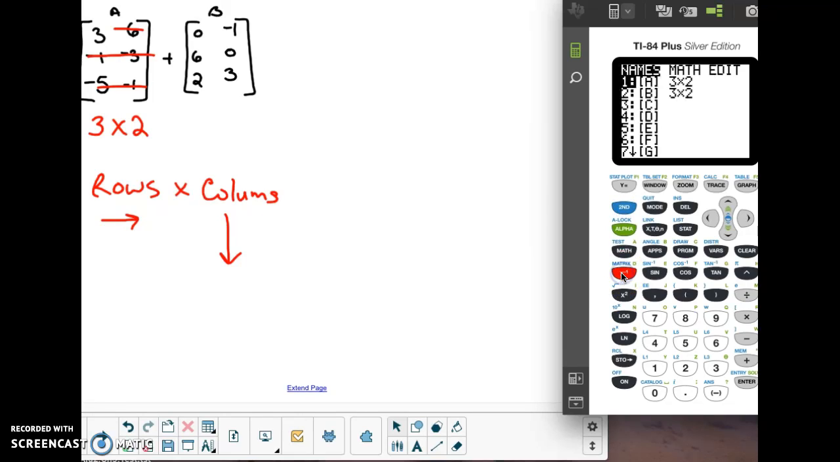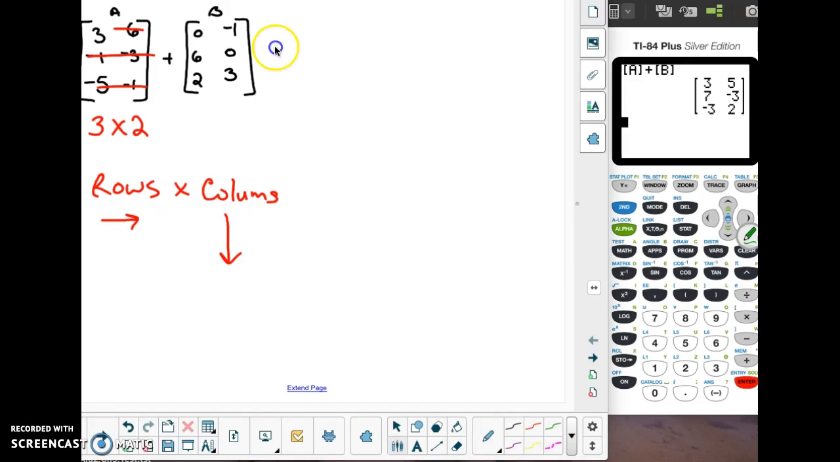And then second matrix, I want to take A, so I'm going to push the number 1, plus, second matrix. And again, I didn't go over to edit, I'm staying on my names, 2. So I'm telling my calculator, take matrix A and add it to matrix B. And there's the answer. So all we would have to do is copy that onto our paper.